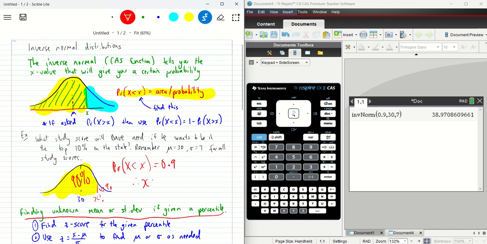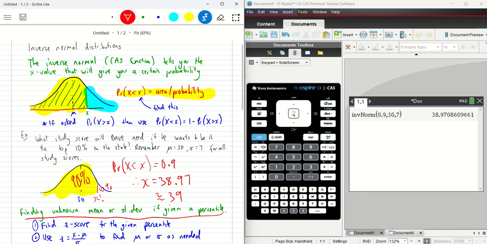Therefore, X is equal to 38.97. So that will have to be a study score, which is close enough to 39. So that means he needs to get a study score of 39 so that he's in the top 10% of the state. And that's how we use the inverse normal function.